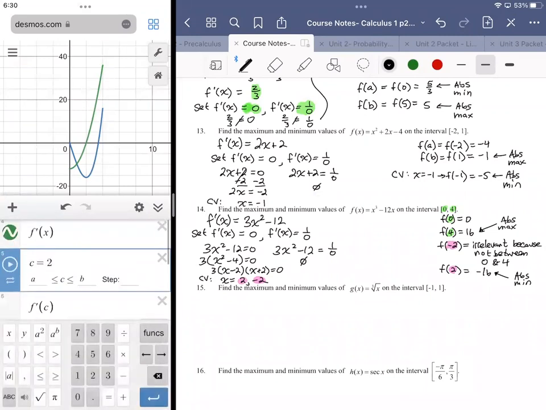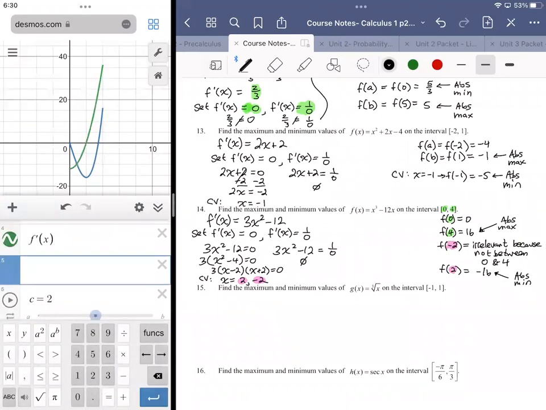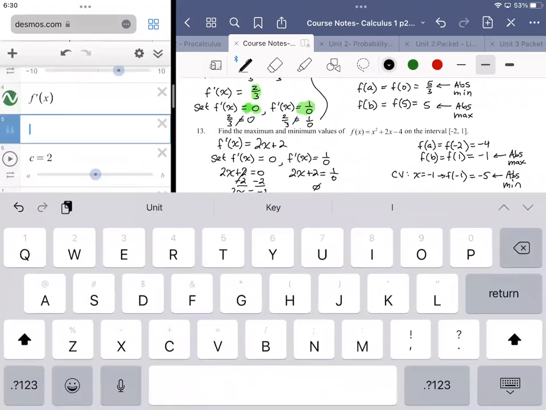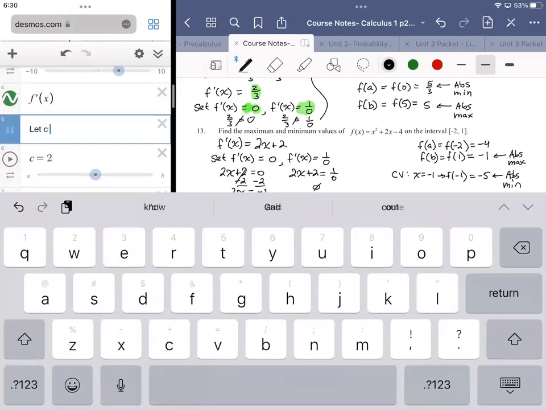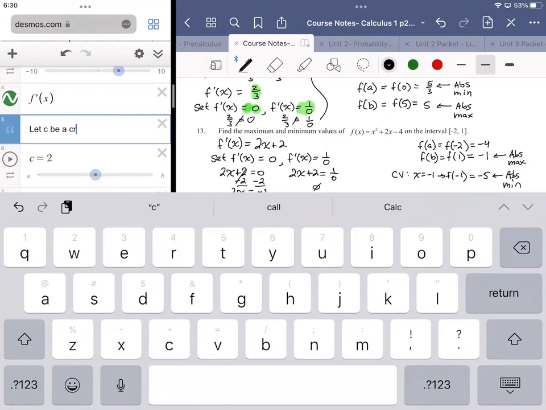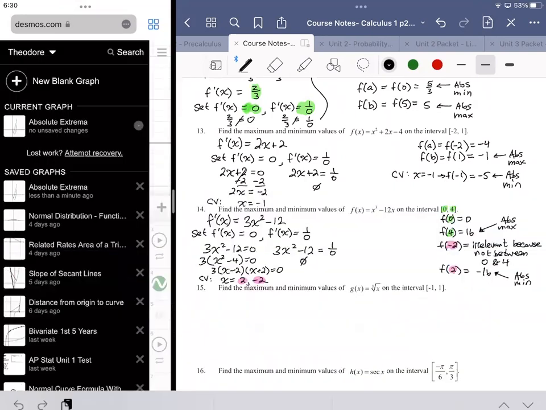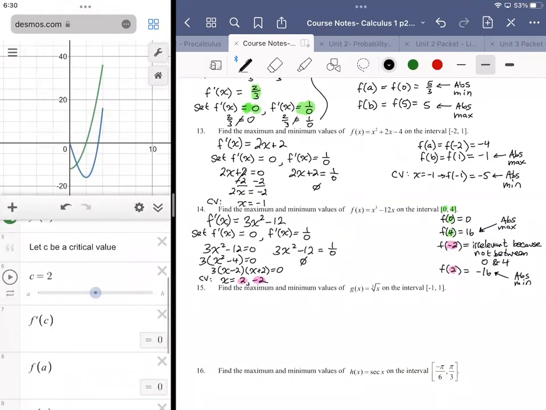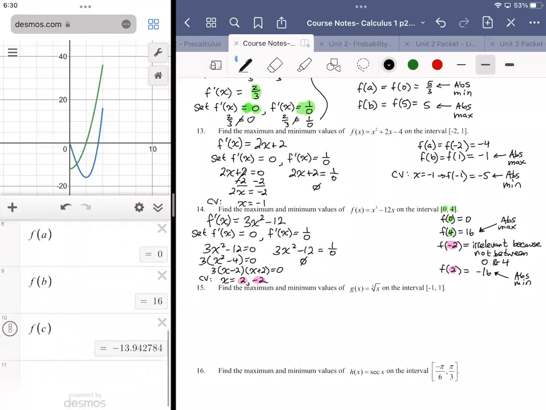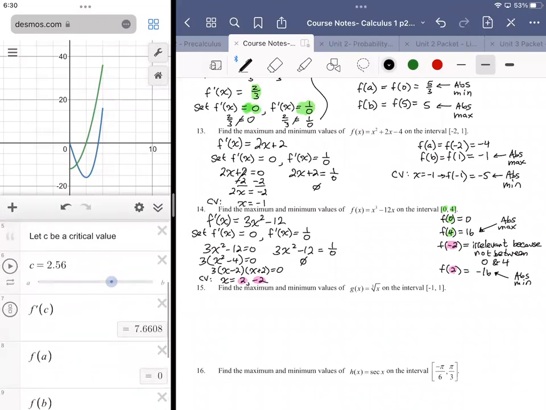So I'm going to make a little note of that in here so I don't forget to put it in. Note, let C be a critical value. And I'll just save that. All right. So worst case scenario, even if you don't use this to discover the derivative functions, the critical values, you can do it all on paper and then just slide your slider and it'll give you all the relevant numbers.